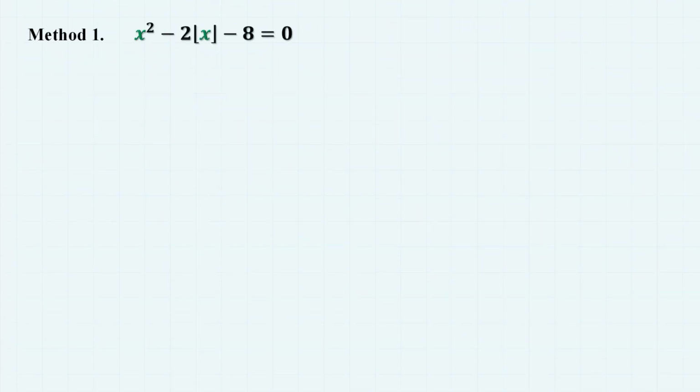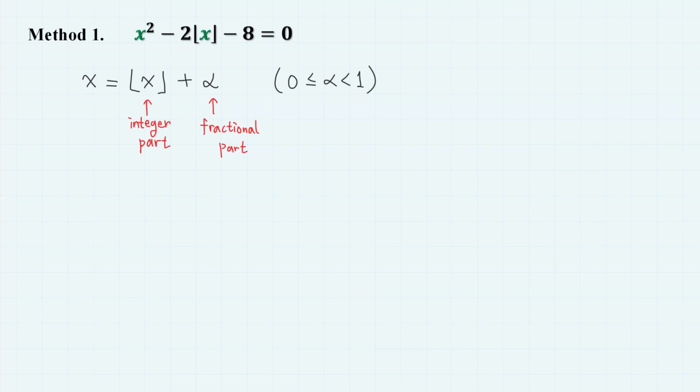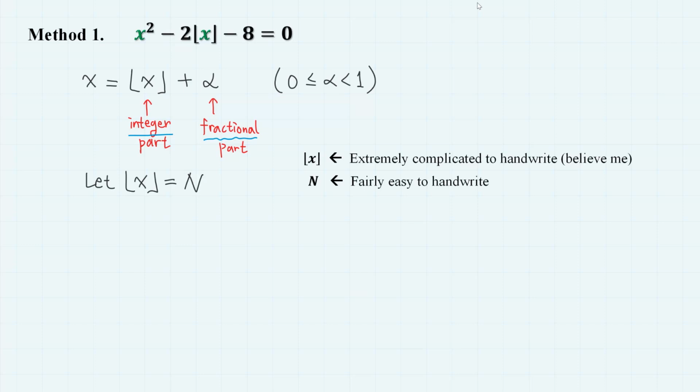In the first method, we start by introducing a fancy way to express the real number x using the floor function. We can express x as floor of x plus alpha, where alpha is greater than or equal to 0 and less than 1. Since floor x is the integer part of x, we can think of alpha as the fractional part of x. Moreover, throughout this method, let us write floor x as just n, for the sake of simplicity, because floor x is quite annoying to write with a pen and a pad, while n is considerably quick and easy to write.